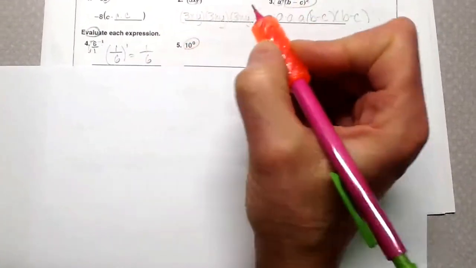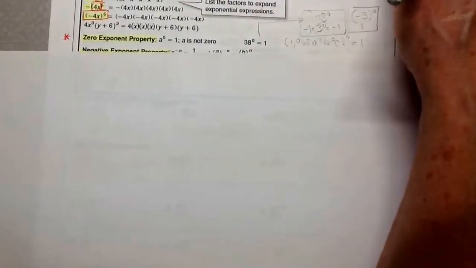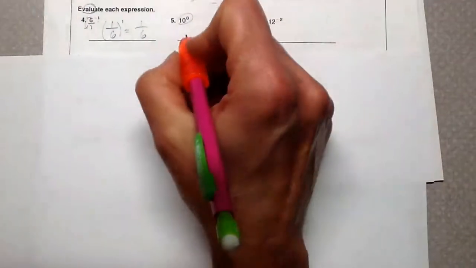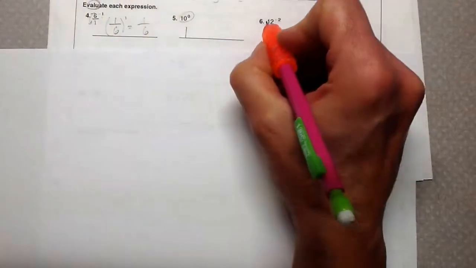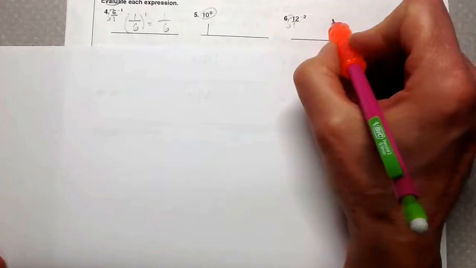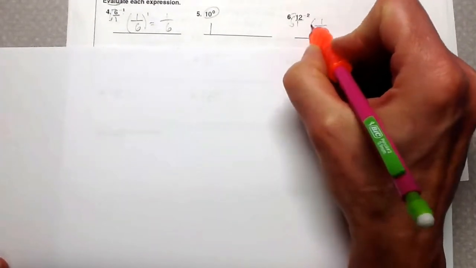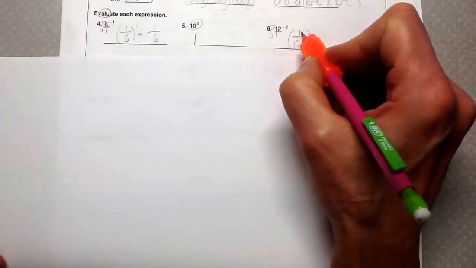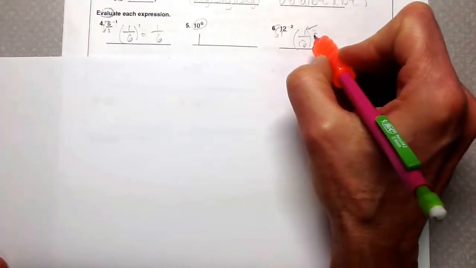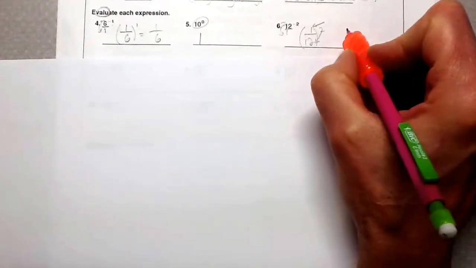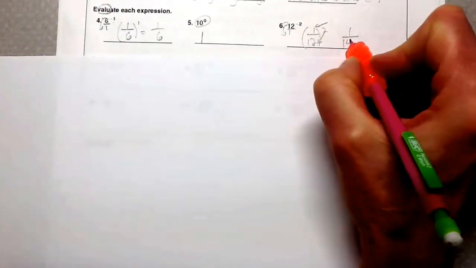Okay, anything to the 0 power. Remember, we have the 0 exponent property that tells us anything to the 0 power is 1. 12 I can put over 1. I take the reciprocal, and that's going to give me 1 over 12 squared. Now, this would be 1/12 multiplied by itself. Another way you can think of it is we have to square the 1, we have to square the 12. So this is going to be 1 over 144.